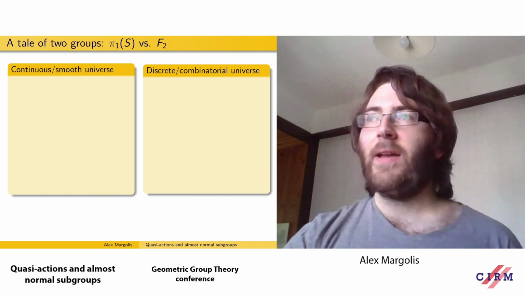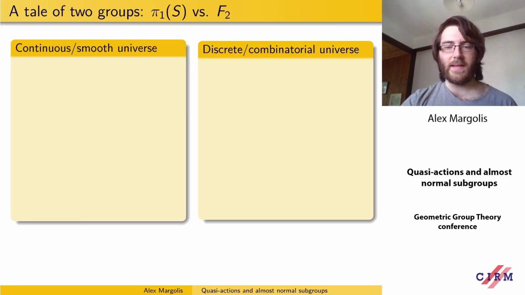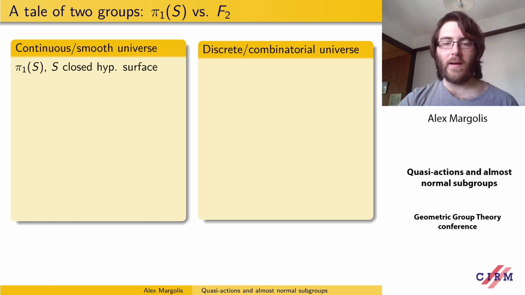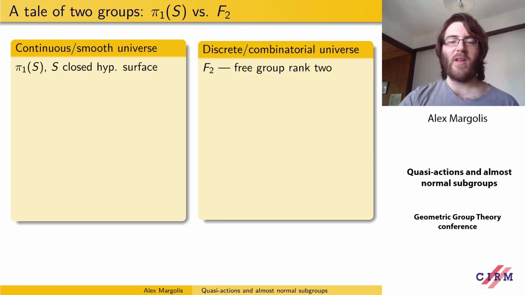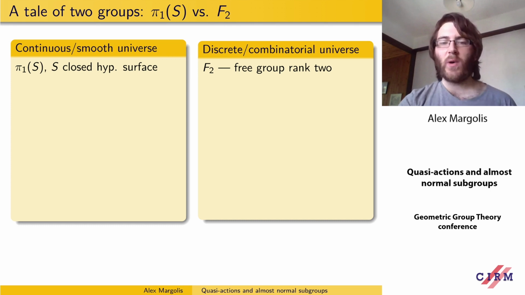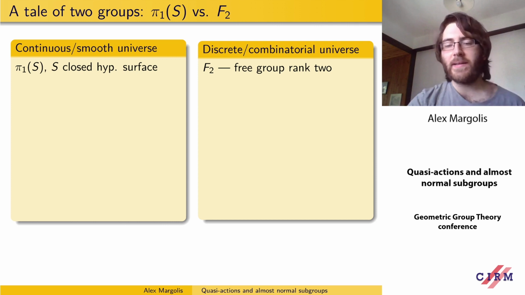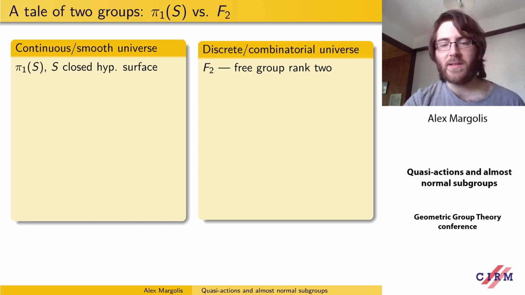So to motivate my approach to these things, I'm going to consider two hyperbolic groups which behave quite differently from the point of view of quasi-actions. So both π1 of S, the fundamental group of a closed hyperbolic surface, and F2, the free group of rank 2. And I'm going to claim that π1 of S, from the point of view of quasi-actions, should be thought of as a continuous or smooth object, whereas the free group of rank 2 ought to be thought of as a discrete or combinatorial type object.